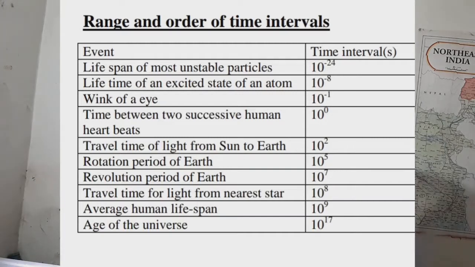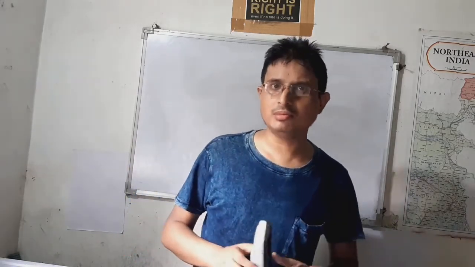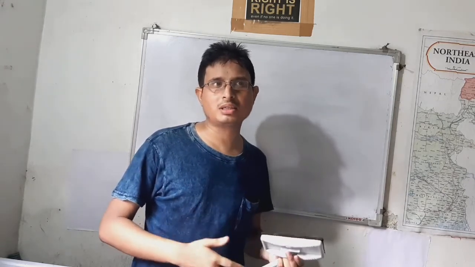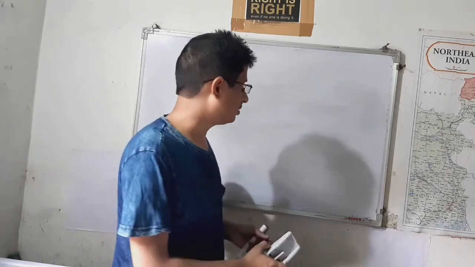I have added the different ranges and orders of time intervals of different events. Pause the video and watch that chart. Then you will understand, or you can correlate, under what scale our universe is working, and how our day-to-day life is influenced by time, and so on.